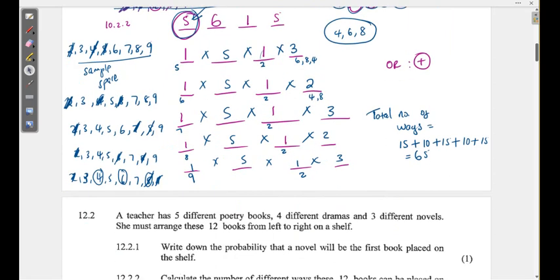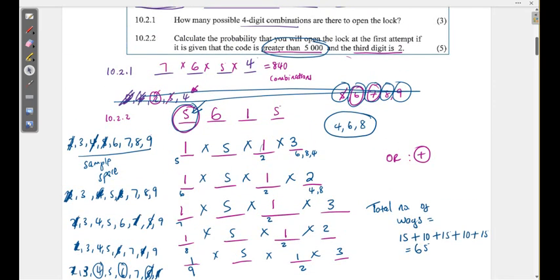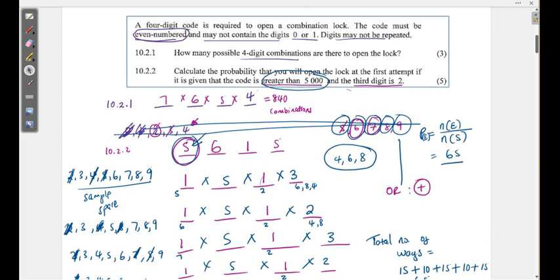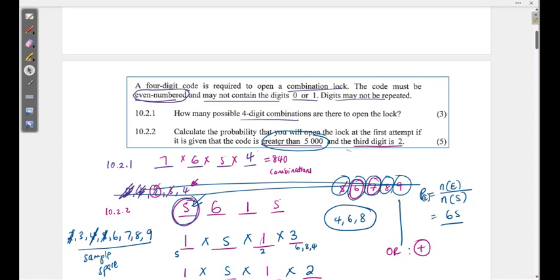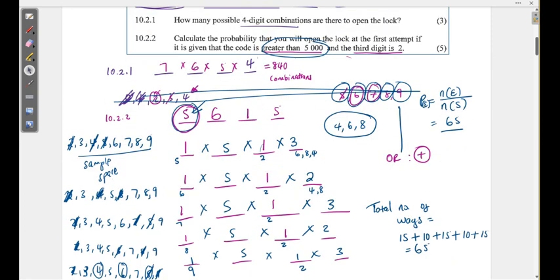Isn't it? Then from there you say, therefore, remember probability. Probability of an event is equal to the number of outcomes in the event over the number of outcomes in the sample space. The number of outcomes in the event, we got it to be 65. And then those that are in the sample space is when we didn't have the restrictions, when we could just make our code that they said it must not have 0 and 1. So meaning that your sample space is in 10.2.1, which is 840. And then you get your answer.